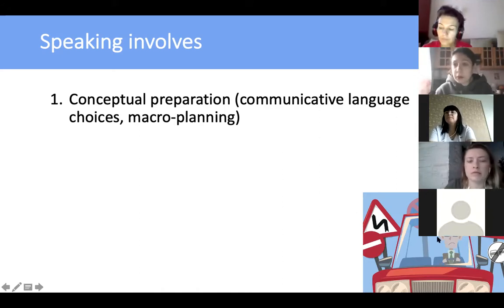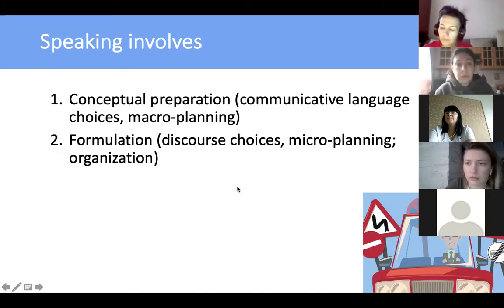Putting ideas on board after brainstorming ideas on board. Excellent. Good. Yeah, it's all about macro planning, checking whether they're on the same page. What can you do at this stage? Formulation.